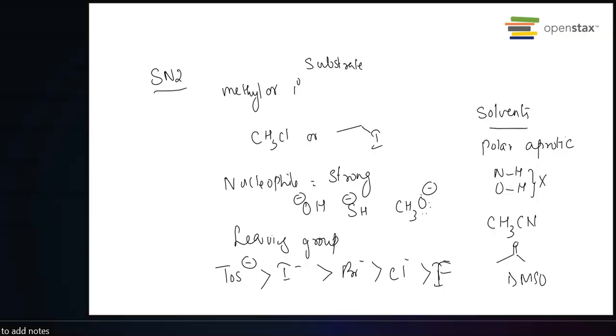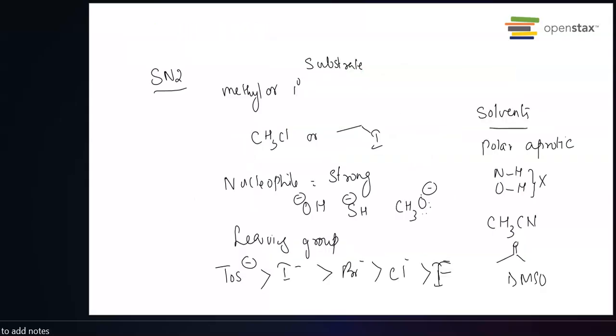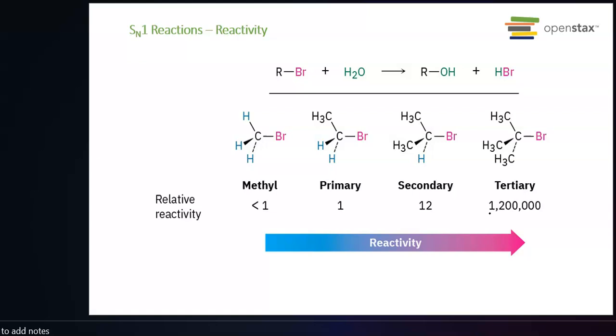Now we are going to talk about SN1 reactions. Now, in terms of reactivity, the SN1 reactions have an opposite trend for the substrate. That means the most reactive substrates for SN1 reactions are the tertiary alkyl halides, then comes the secondary, then the primary, and then the methyl. So this is exactly opposite of what we had seen in SN2 reactions.